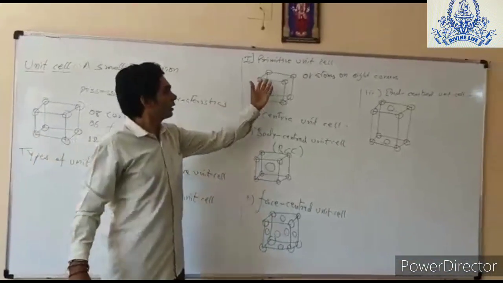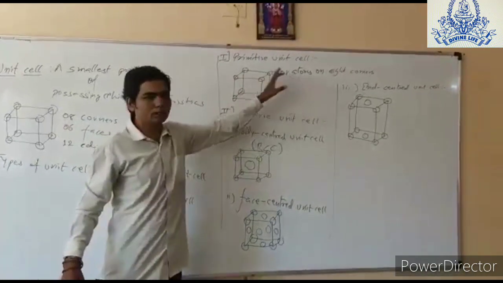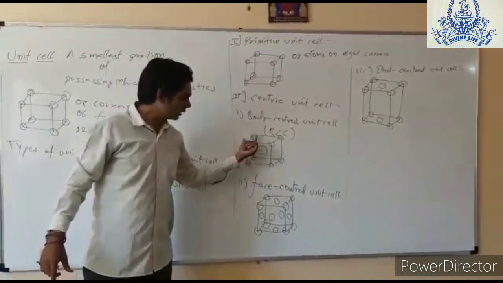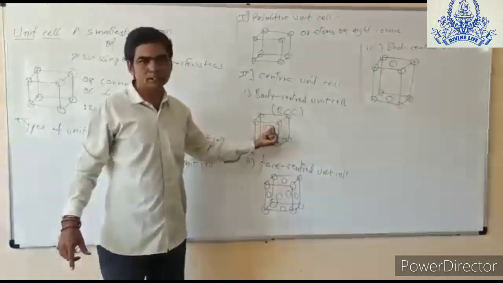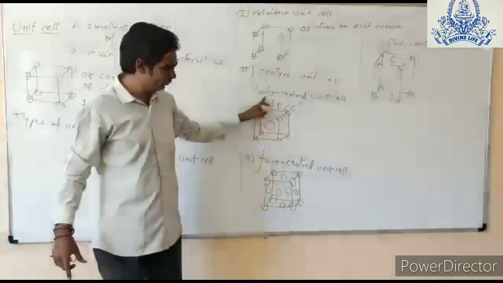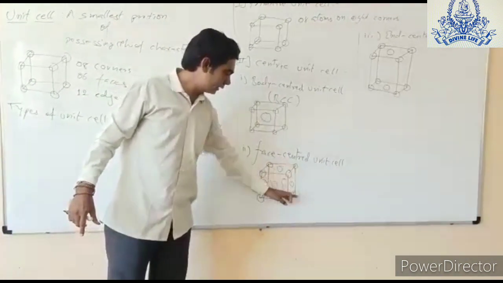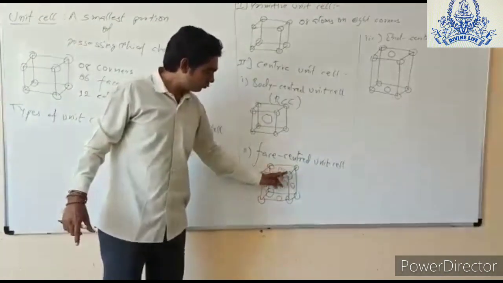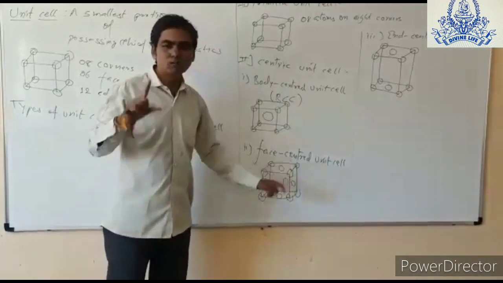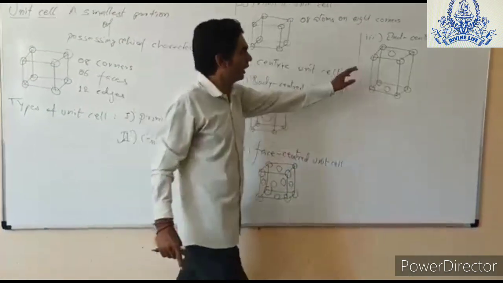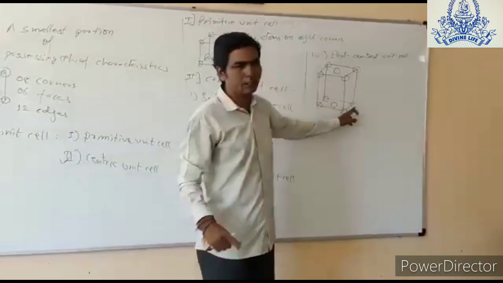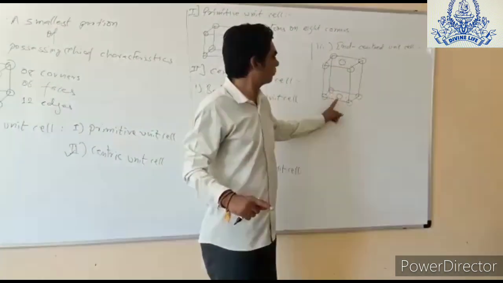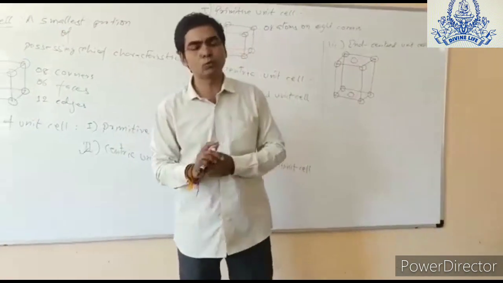Primitive means there are 8 atoms on 8 corners. Rather than 8 atoms, if one atom is at the center of the body, it is BCC. If there are 8 atoms on 8 corners and on each face there is one atom, it is face centered. And in end centered there are 8 atoms on 8 corners and one atom at the opposite face.